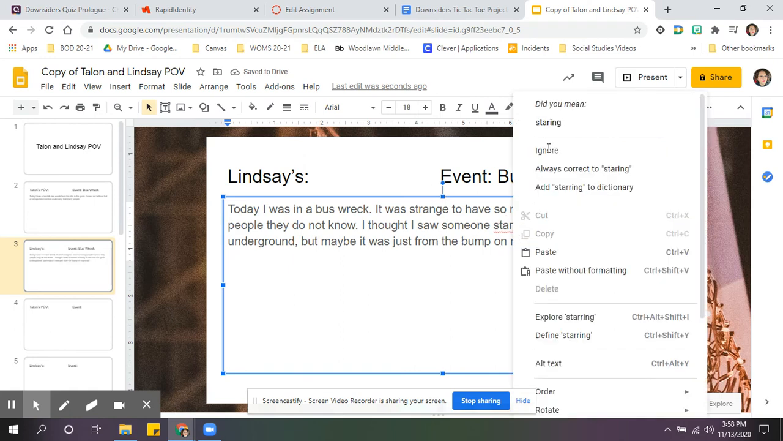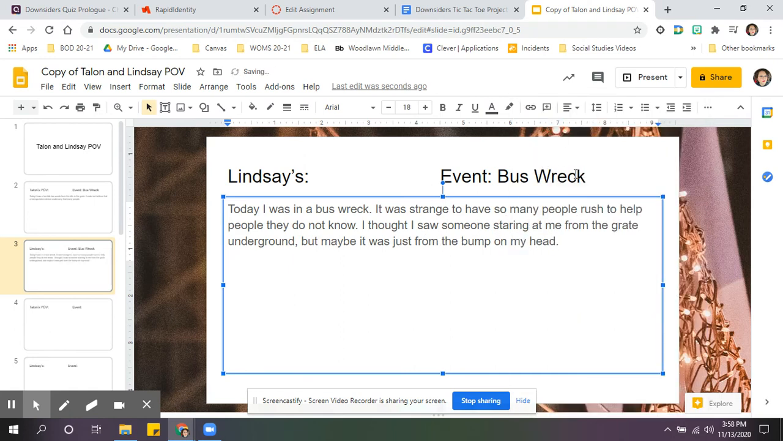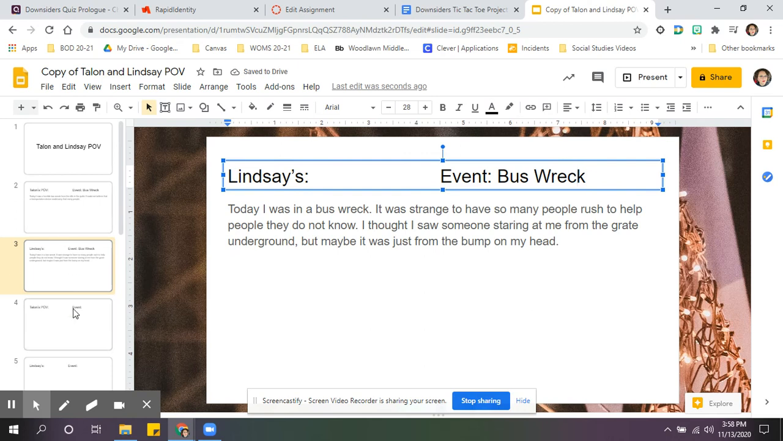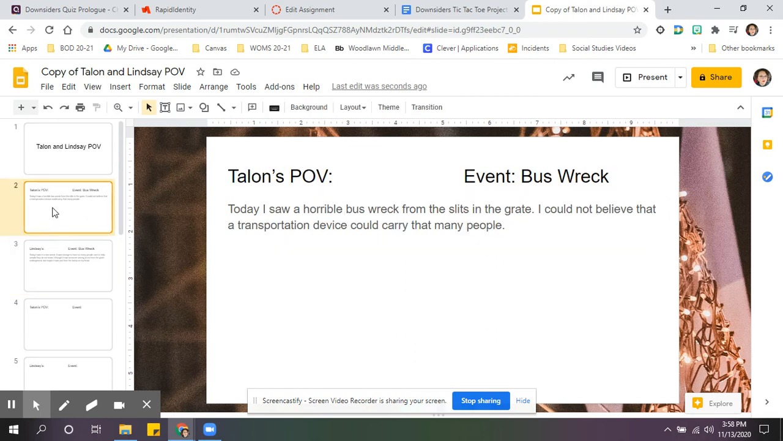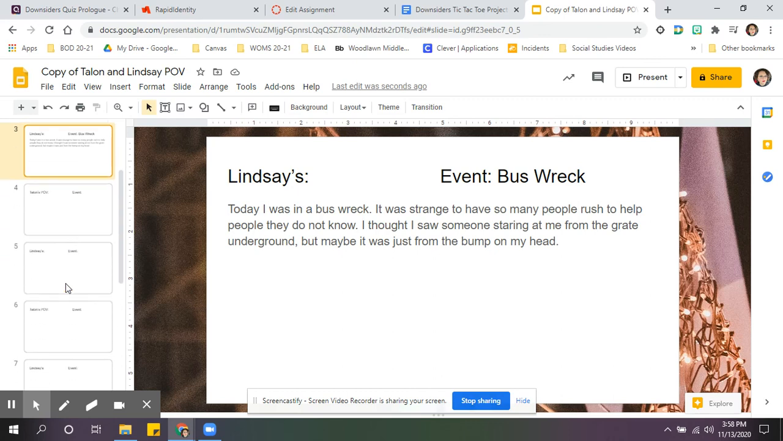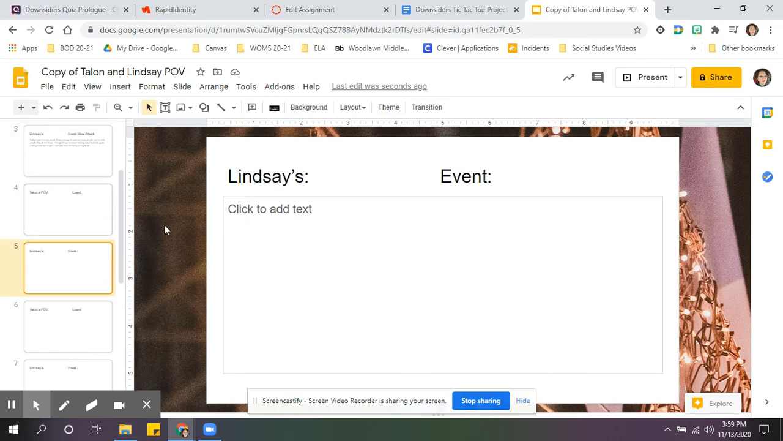Now you're picking things that actually happened in the book. I just did this as an example. Okay, so you're not making things up. But you're telling it from the same event, one from Talon's point of view, the second from Lindsay's point of view. And then you do that for a total of five events.